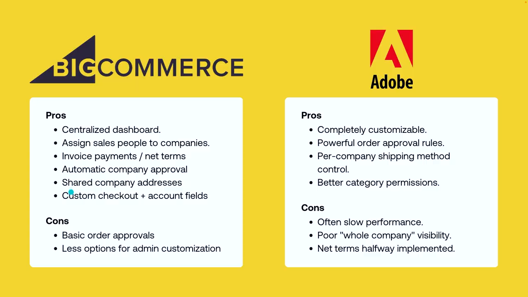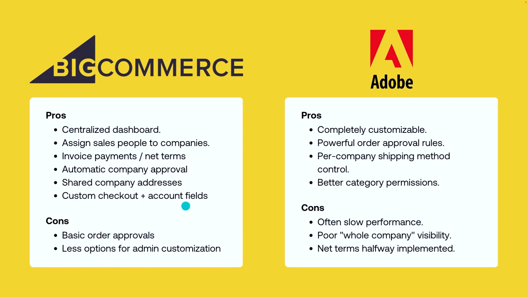Same with shared company addresses. Most companies are going to have a set number of locations. Not many are going to be just all over the country to any destination desired. So there's going to be shared company addresses. And in this scenario, BigCommerce wins out because you can share these addresses among all users of a company. That's pretty nice.